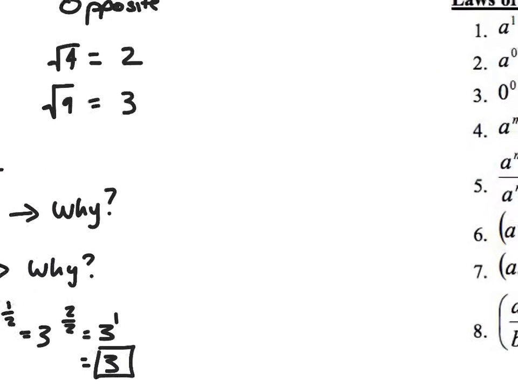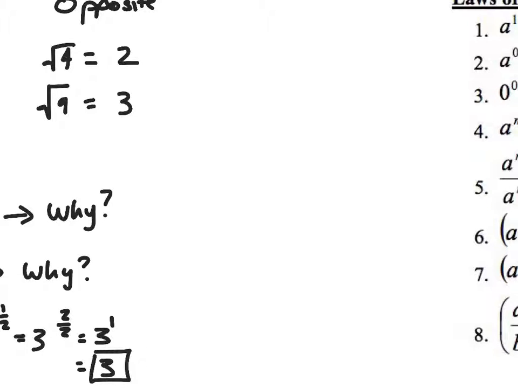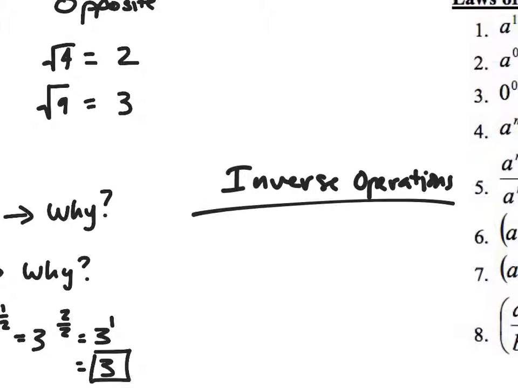Remember when we have opposite operations, we call these inverse operations. What's the opposite of addition? That's subtraction. What's the opposite of multiplication? That's going to be division. Well, what is the opposite of squaring something? That would be taking the square root of that number, which brings me back to what I need.